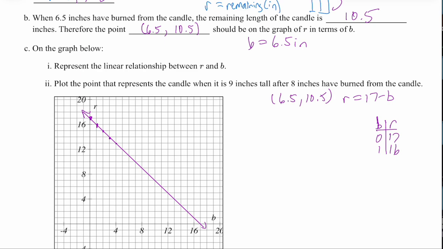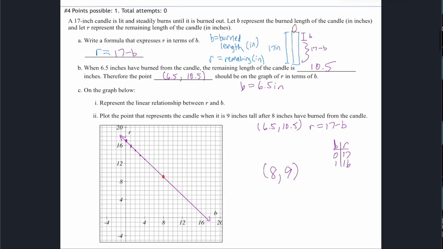Now, part 2 says, plot the point that represents when it is 9 inches tall after 8 inches of burning. So remember, that is technically the point (8, 9). On the graph, make sure you use that point, and we would go to (8, 9). So that is example 4.